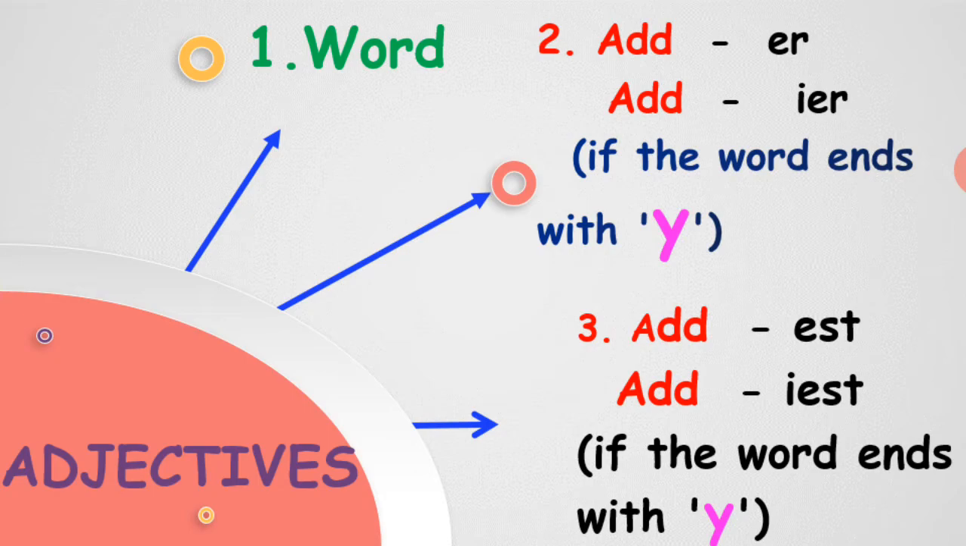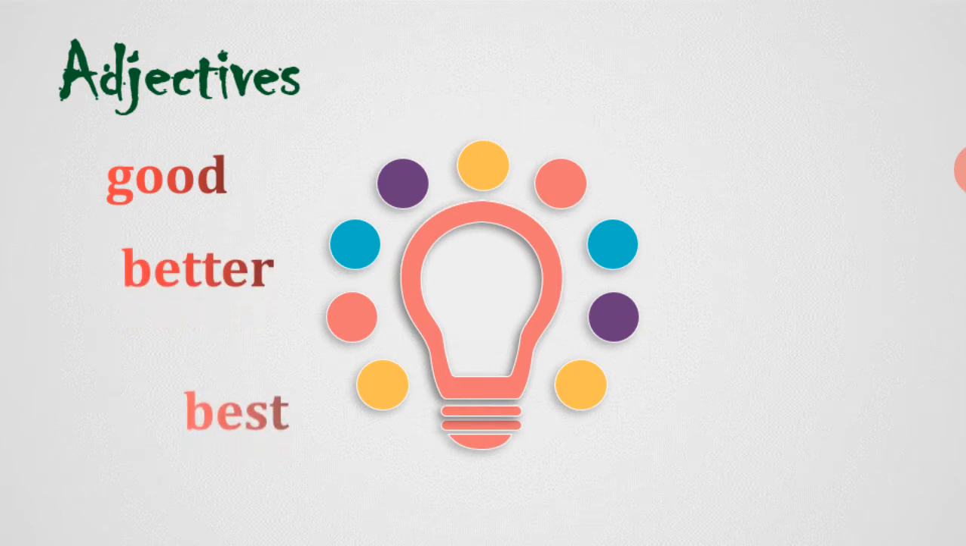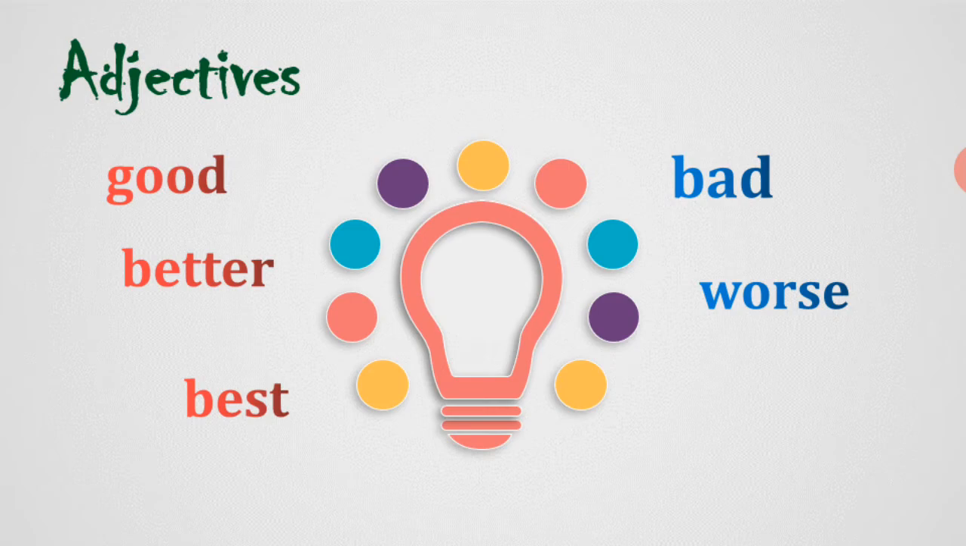Happy, happiest. Hoping that you have understood the basic rules, you have to keep in mind that there are certain words where you cannot make these changes. You cannot add er or est. As in good, it changes into better and the best. Same way, if we have adjective bad, we can't say badder. We have to say worse and worst.